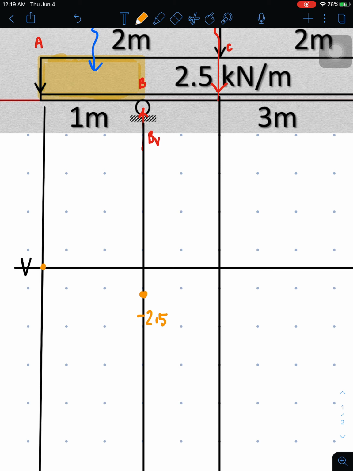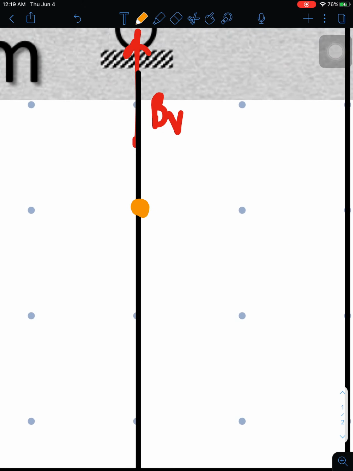And then the other value is BV, which is upward. So basically, we're going to add this negative 2.5 and this BV. So BV is 10 and negative 2.5. So the answer is 7.5. So I'll have here the 7.5 at that location.